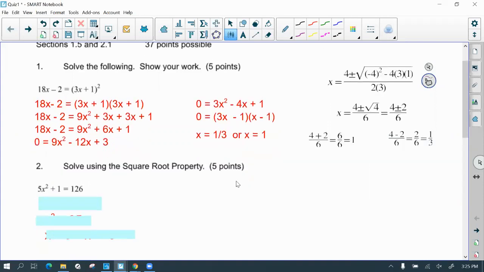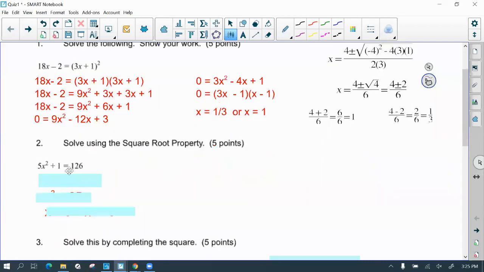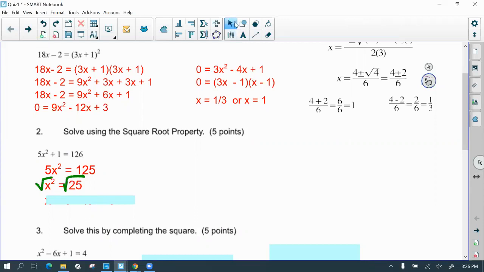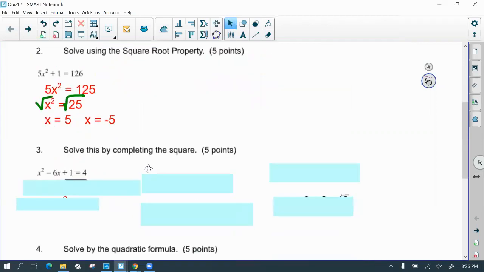Number 2, you have to solve it by the square root property. So you want to get this x squared by itself and then take the square root. So you minus 1 on both sides. Now divide by 5. And at this point, you square root both sides. Square root the left side, square root the right side. But now, when you take the square root, you have to account for plus or minus. So +5 and -5, two different answers.